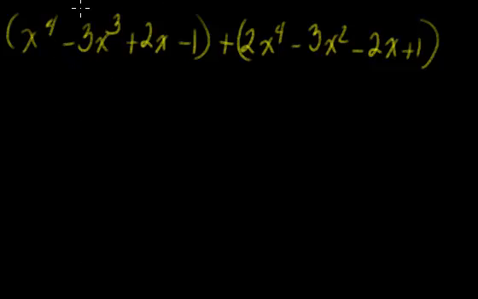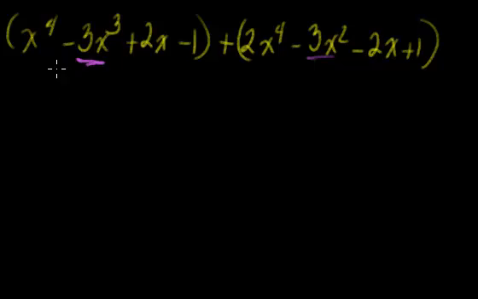Okay, we're going to start off by adding these polynomials. Here we have x to the fourth minus 3x cubed plus 2x minus 1. And in this one, we also have four terms. We have 2x to the fourth minus 3x squared minus 2x plus 1. This one we have a cube power, and in this one we have a square power. Whereas we don't have a square here, we don't have a cube here.